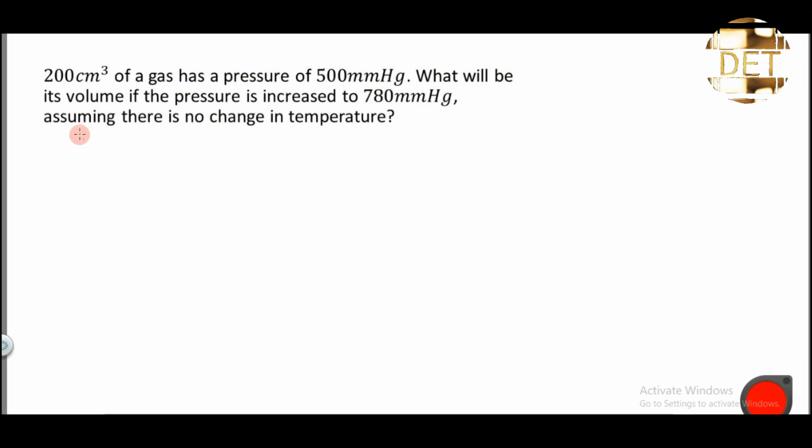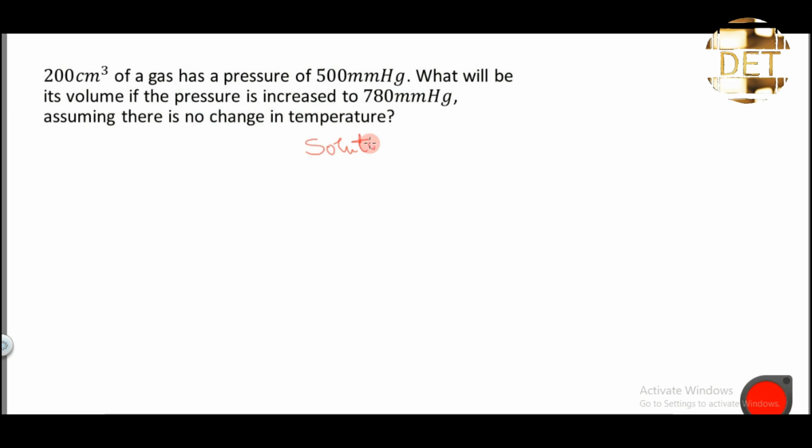Okay, in this video we're looking at this example on Boyle's law. Here I have this question: 200 cm³ of a gas has a pressure of 500 mmHg. What will be its volume if the pressure is increased to 780 mmHg, assuming there is no change in temperature?